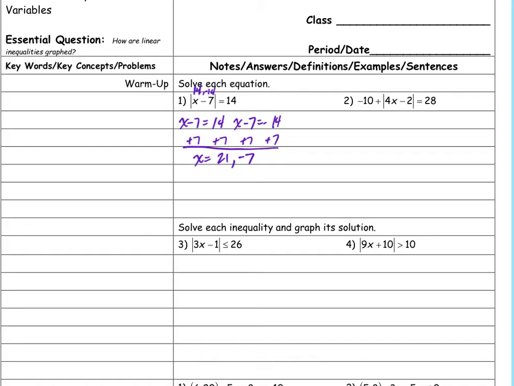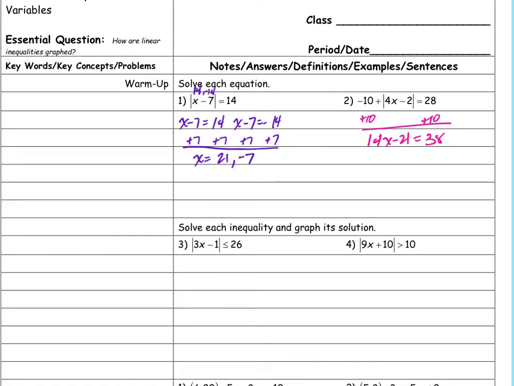And then the second one, I have to get the absolute value by itself. So I'm going to add 10 to both sides. Add 10 to both sides. And I get the absolute value of 4x minus 2 equals 38.